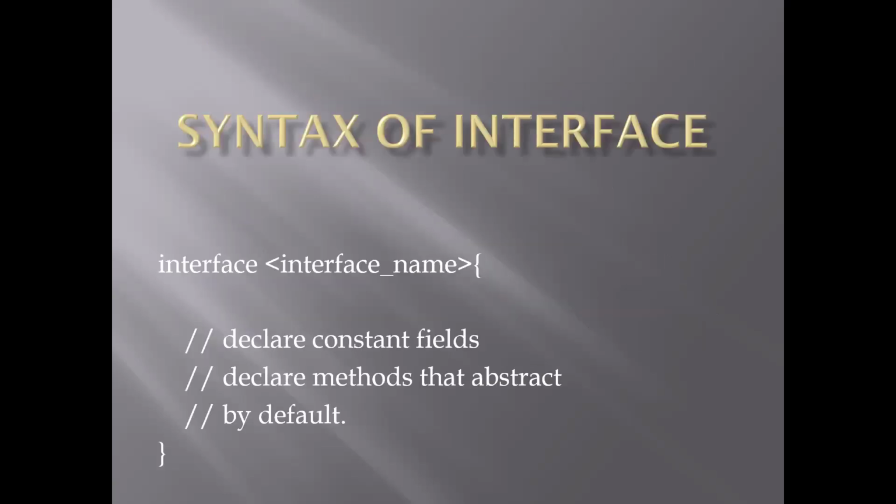So here is the syntax of how to create an interface. To create an interface, it's exactly the same as a class. Instead of using the class keyword, we use the interface keyword. Following this interface keyword, we put the interface name, and this interface name should also begin with an uppercase letter. You understand?